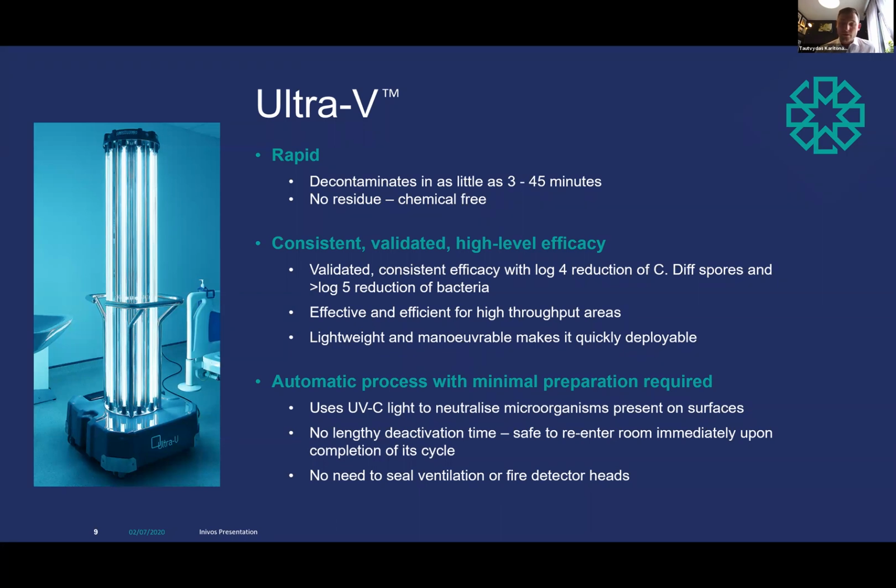Each decontamination cycle is validated with the use of remote UVC light meters called Spectrons. These sensors ensure the right dose of UVC light is achieved each time the decontamination process is deployed, and provide real-time feedback to the operator. The process is fully automatic with no deactivation time or need to seal the vents or fire alarms, as you would normally do with any chemical vapor or spray systems.